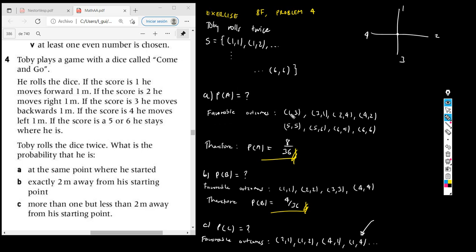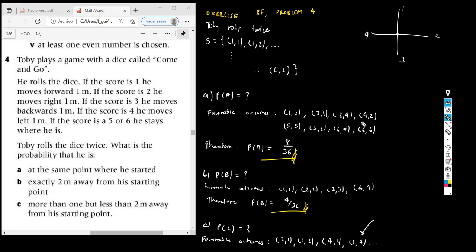The favorable outcomes are all of these. 1, 3, because if he rolls 1, he goes forward, and then if he rolls a 3, he goes backward, and at the end of this process, he's going to stay in the same position where he started. The same with 3, 1, or 2, 4, and you get the idea, right? And also when he rolls either 5 or 6 in any combination, he's going to stay in the same position according to the instructions.